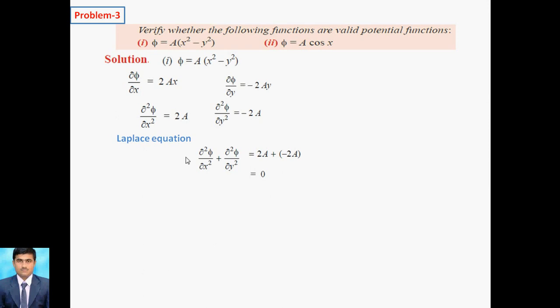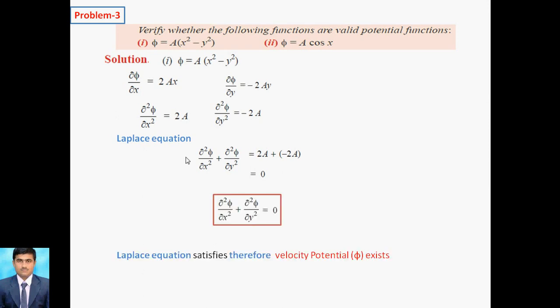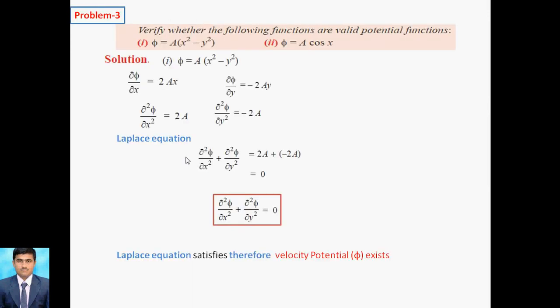So this is the potential function, it can be verified. Then next, so this is the first equation. So here the Laplace equation is satisfied, therefore the velocity potential function phi exists. Okay, now we move to the second problem. This is the first problem we have solved here. If you take it to 0, then we can say that the Laplace equation is satisfied and the potential function phi exists.